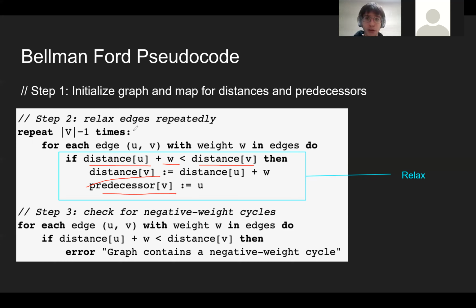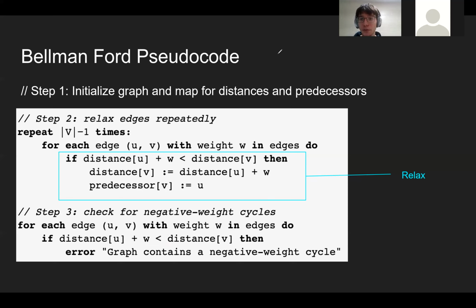And as we mentioned, we can terminate early if there's no change between two consecutive iterations, but it will always work if you don't. And then the last step is checking for negative weight cycles. So it checks if you would update something. So if the distance to u plus w is less than the distance to u. So if there is something that should be updated, then there's an error, and there's a negative weight cycle.